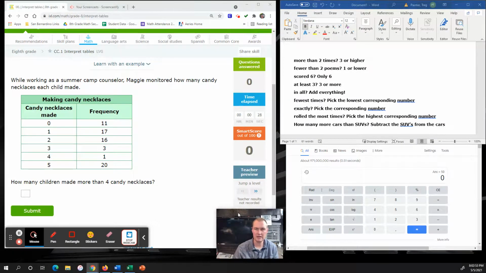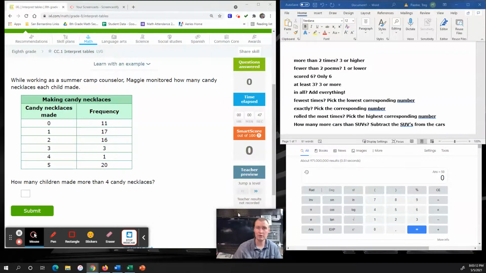Today we're working on CC1, interpret tables. So in this particular IXL, what we're going to do is interpret tables and basically understand what the table is trying to convey and what the data means. They're going to ask us some questions about the table, and all we're going to do is use the table to respond back.